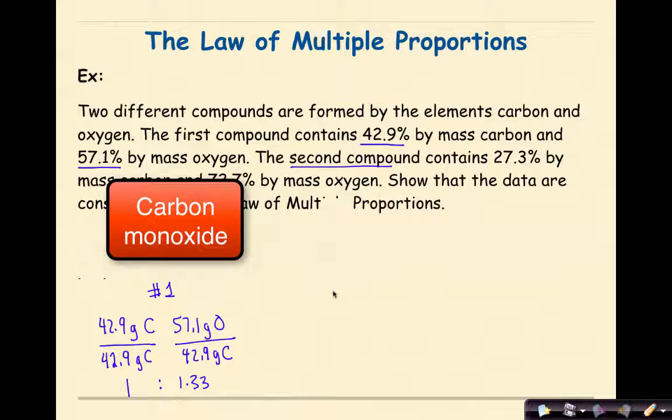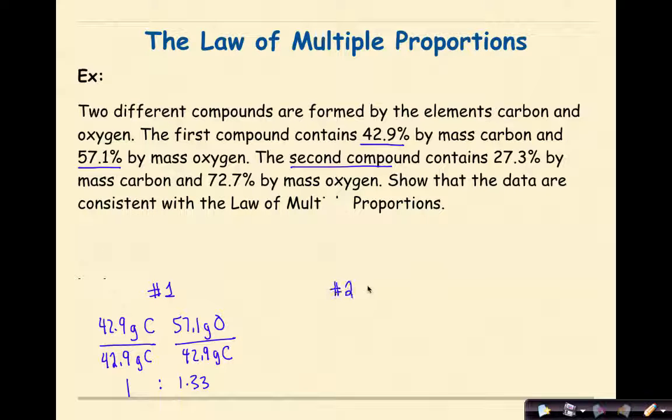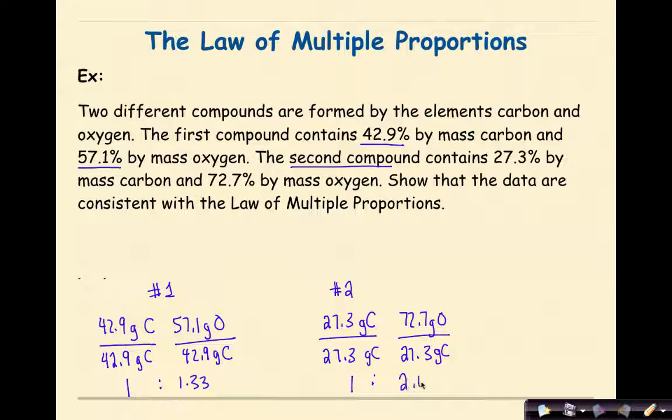But let's look at the second compound. The second compound here has 27.3% by mass carbon, so again I'm just going to call that grams of carbon, and 72.7% by mass oxygen, I'm just going to call that grams of oxygen. And like I did over here, I'm going to divide this by itself, 27.3 grams of carbon, divide this large number by 27.3 grams of carbon. This is going to turn out to be 1, and this is going to be 2.66. So now I have these ratios.